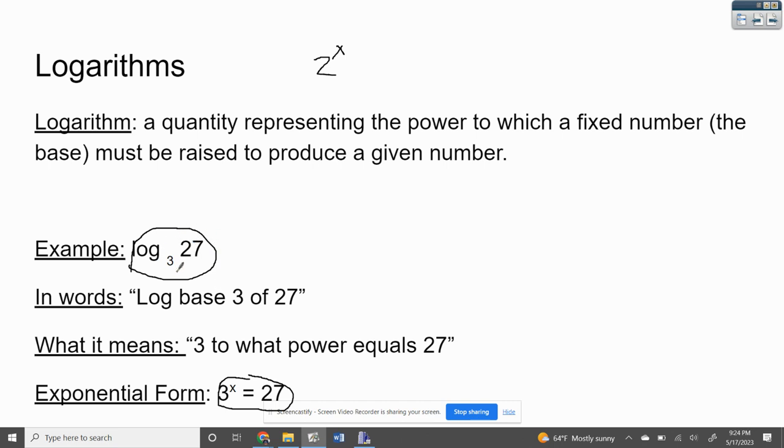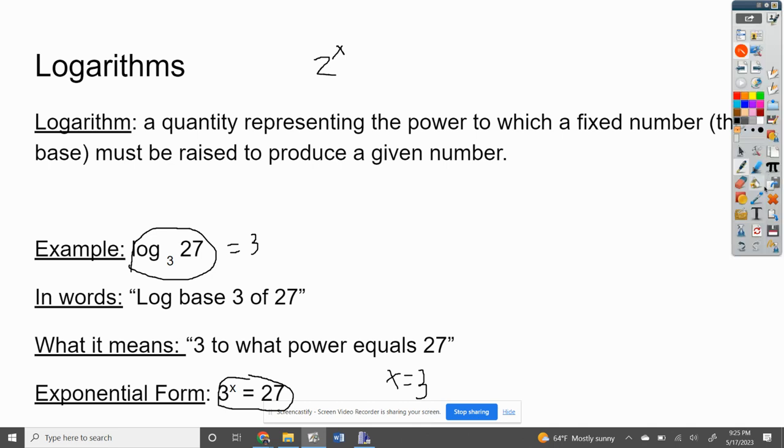Okay, and so log base 3 of 27 is just a number. It's the answer to this question down here. And so 3 to what power is 27? The answer to that is 3, right? Because 3 to the third power would equal 27. So if we were told to evaluate log base 3 of 27, the answer is 3. It's equal to 3 because if I do 3 to the power of 3, I get 27. All right, so that's a very simple version of what logarithms are.